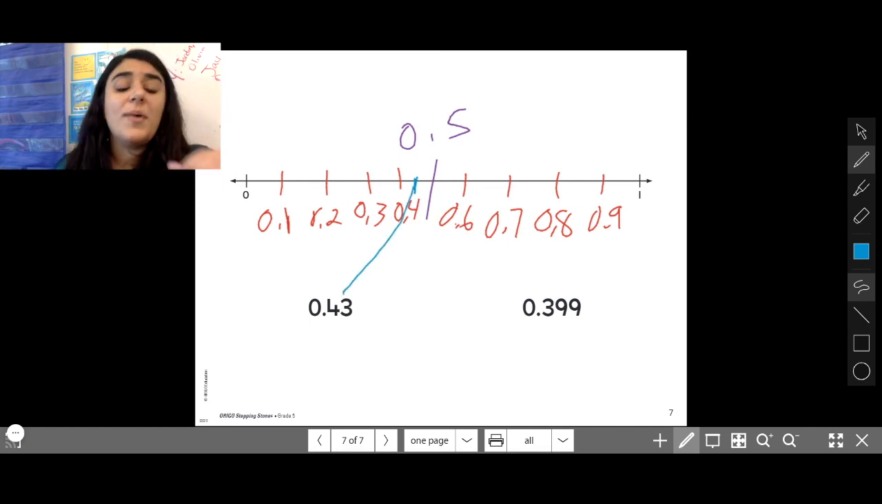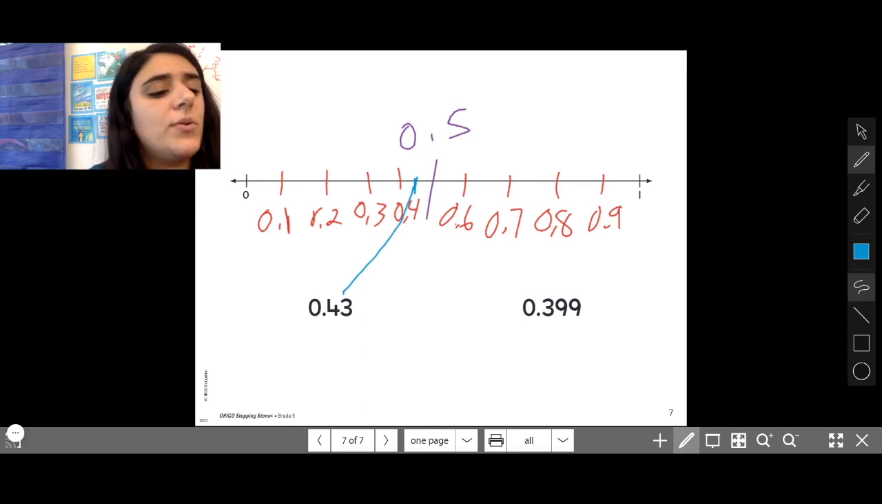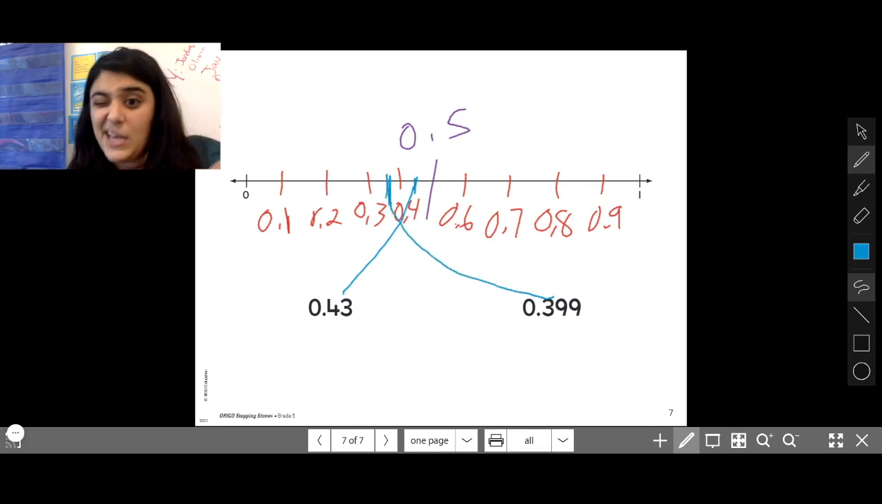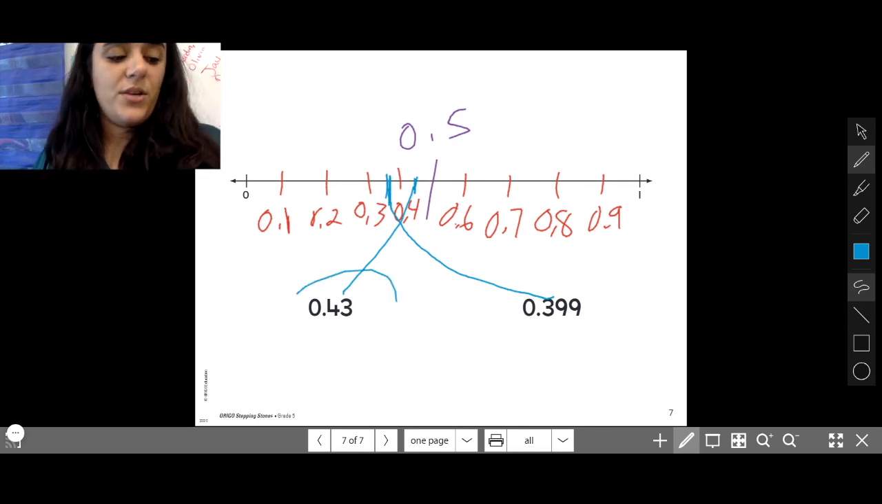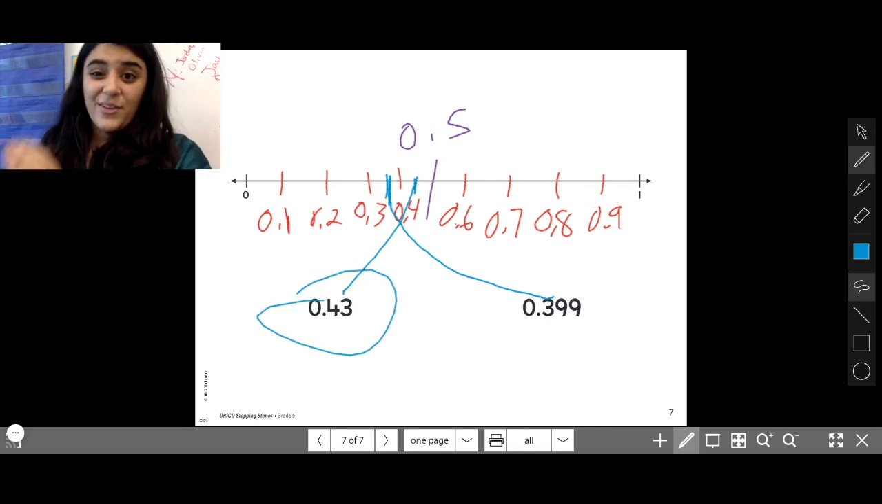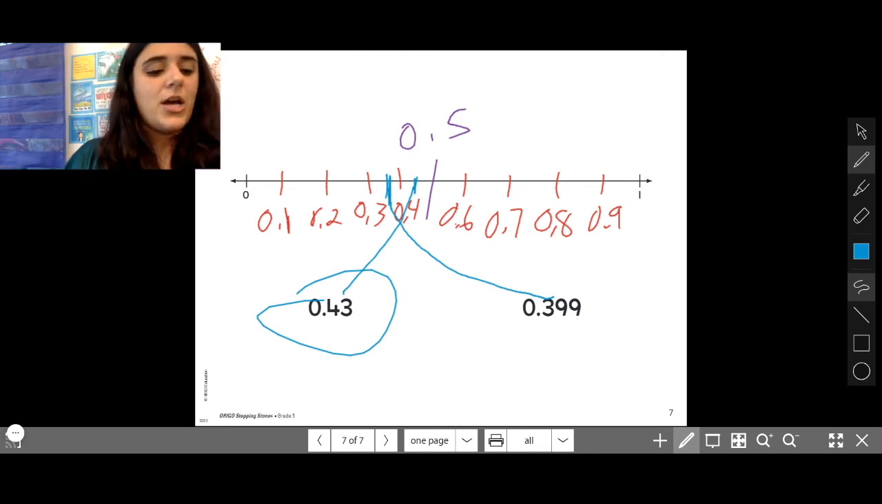All right, great. What about 399 thousandths? How many tenths does that one have? Well, it has 3, right? So that one is going to go before the 4, because it does not make it all the way to 4 tenths. It comes before it. That's right. So we can see even on here that 43 hundredths falls farther down the number line. All right, guys. Excellent work.